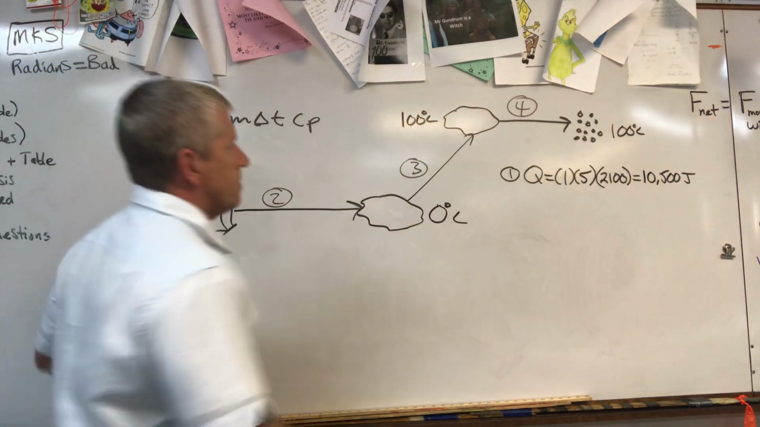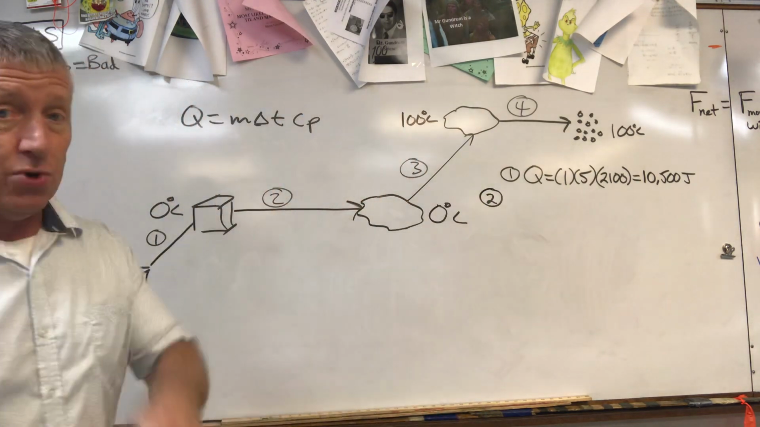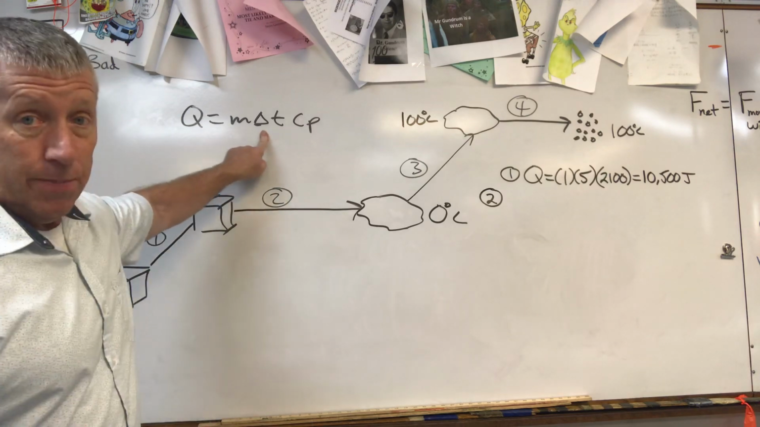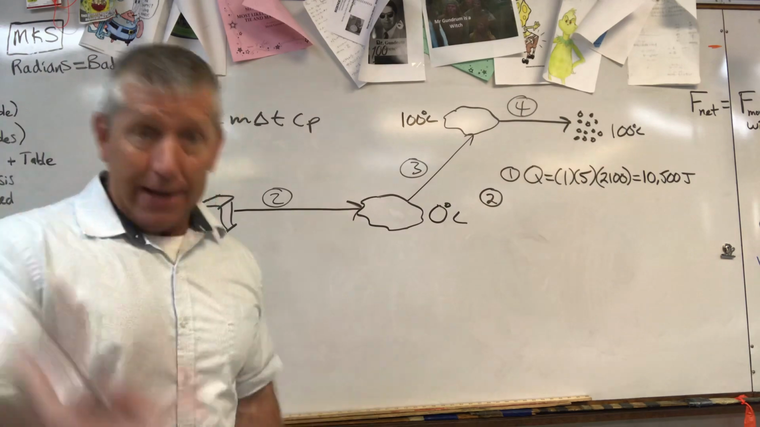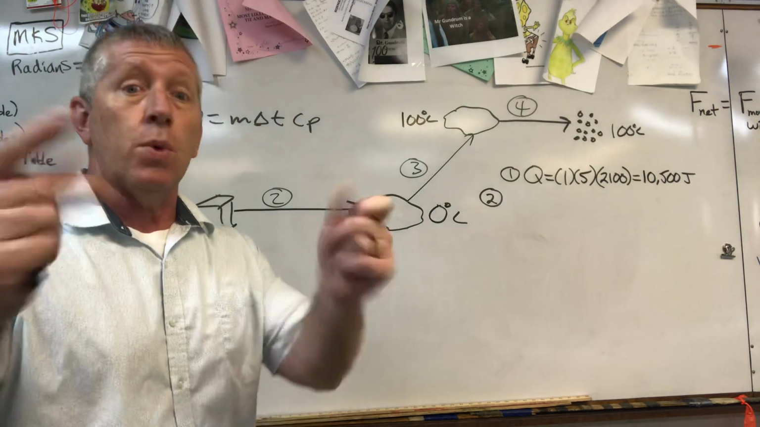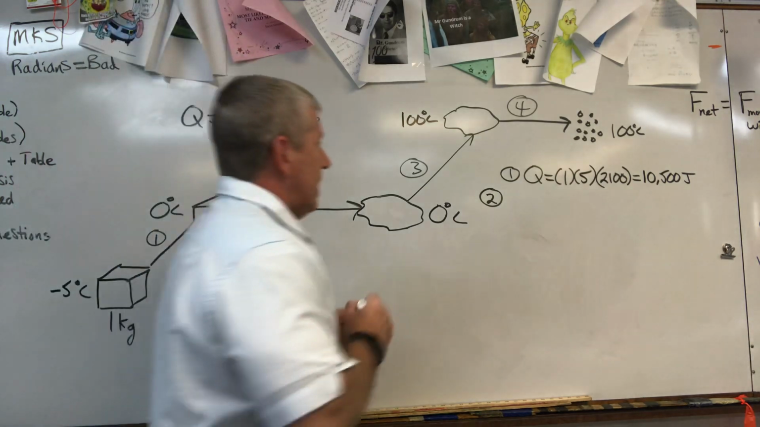Step two. Now, during step two, you do not have a temperature change. That ain't gonna work. You put a 0 in that and you get 0 heat, which is stupid because you're melting the ice, so you gotta be putting heat into it, so that ain't gonna work. How am I gonna do this? We use what's called the heat of fusion equation. Very simple equation. Here it is.